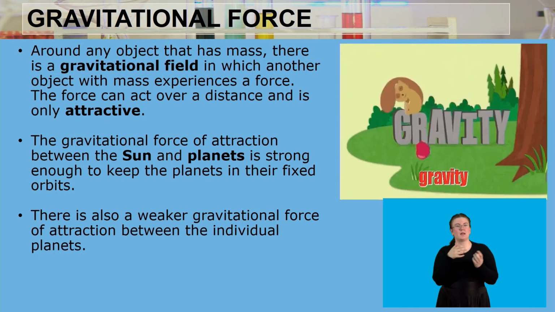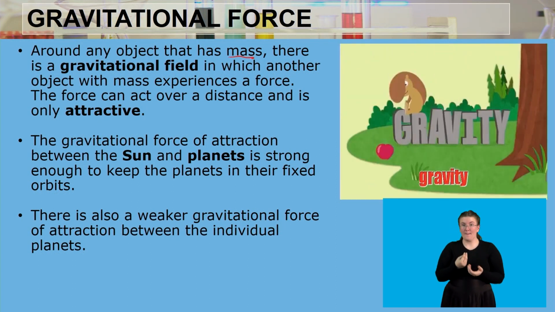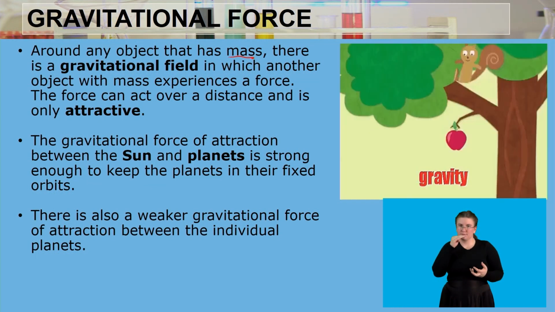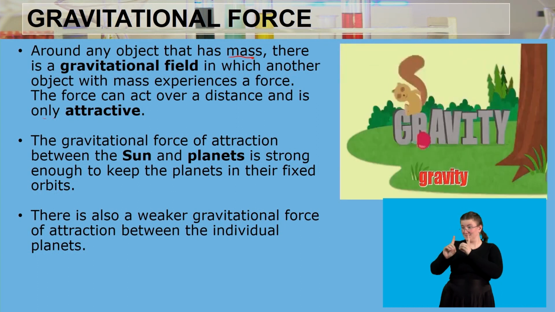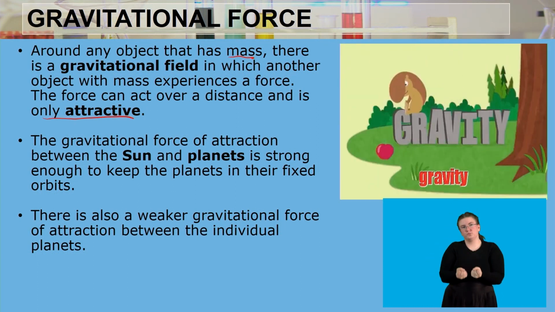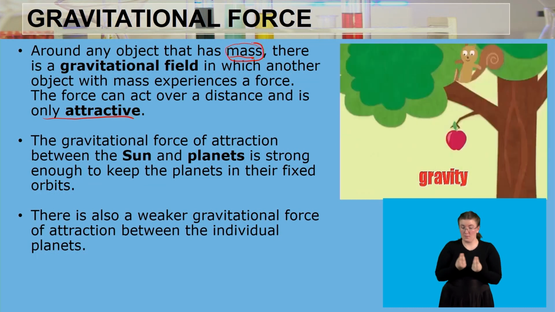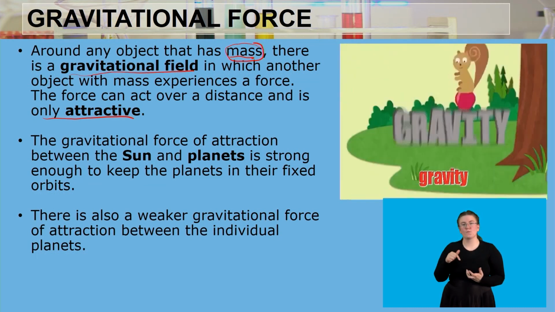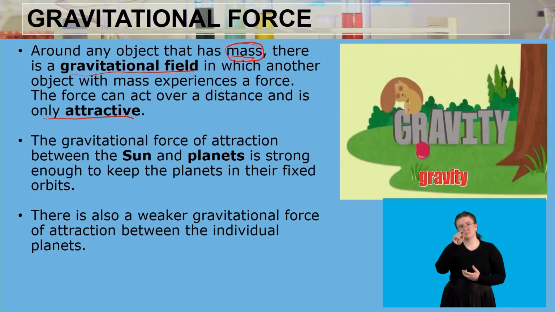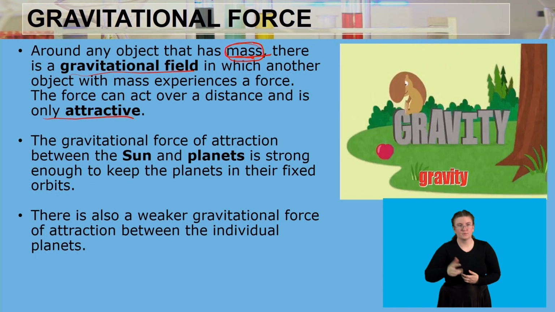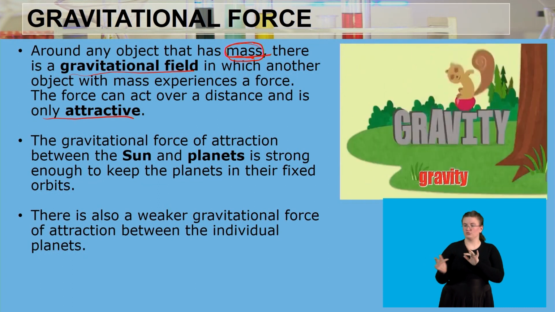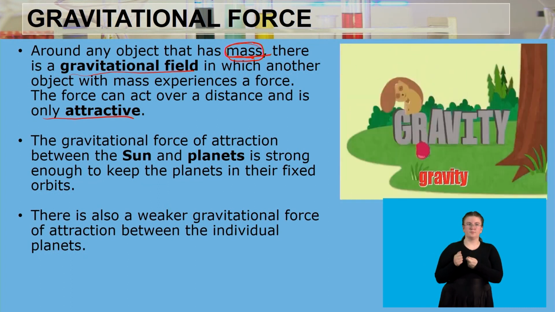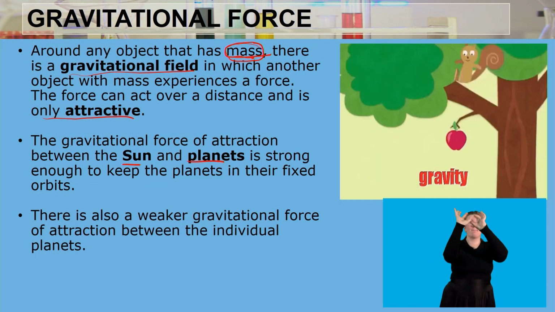Around any object that has mass, there is a gravitational field, in which another object with mass experiences a force. The force can act over a distance, and this is only attractive. So we're saying that around any object that has mass, we have something called a gravitational field, in which another object also having mass will experience a force, and then that force will always act at a distance. It is only attractive. So the gravitational force of attraction between the sun and planets is strong enough to keep the planets in their orbit.